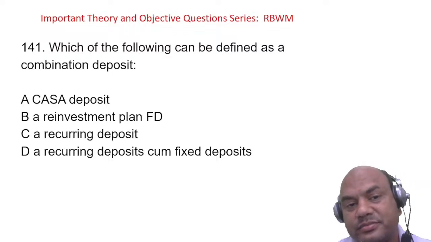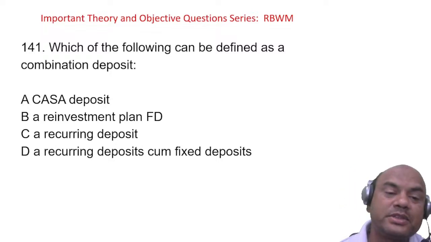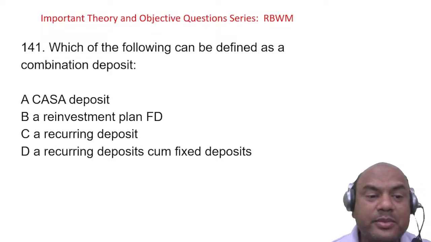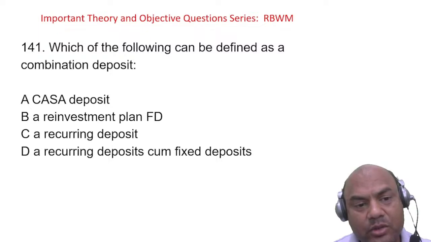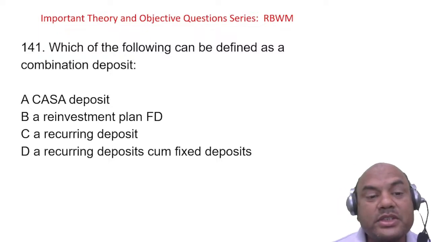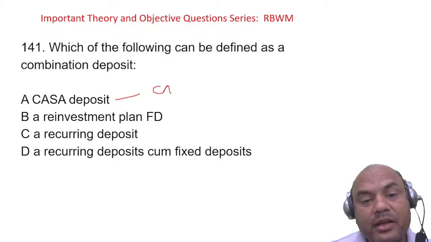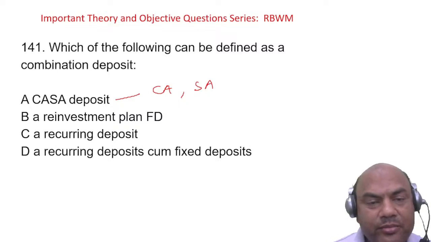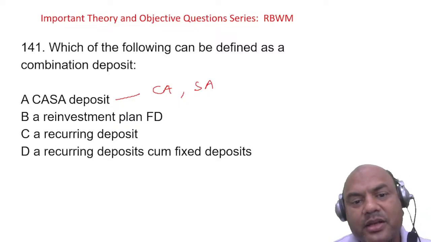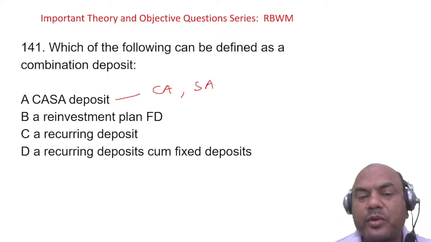Combination deposit. CASA. Combination means current account and saving account. It's a combination, but these two accounts are separate. Although we call it CASA, CA is separate and SA is separate. You can't combine current account and savings account. Okay. Keep it very simple. Current account is for business, savings account is for personal level.